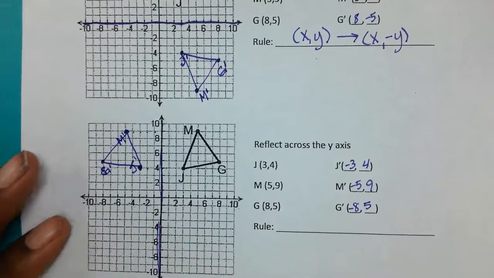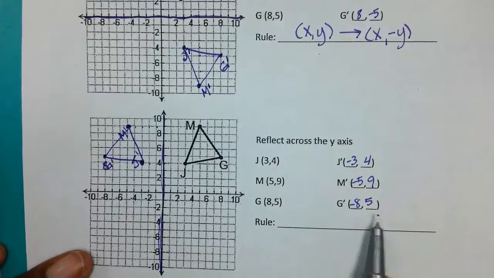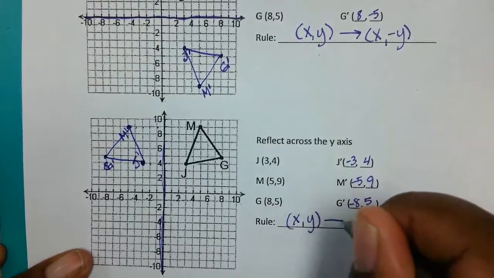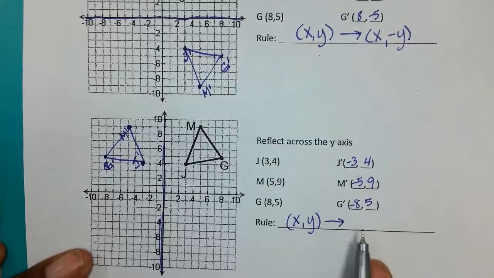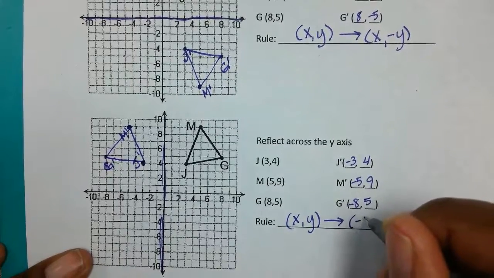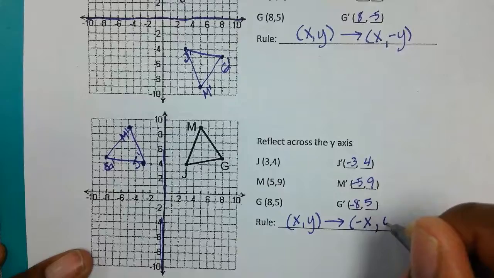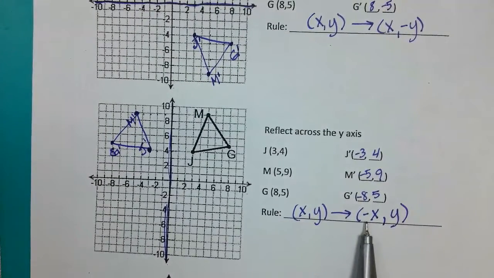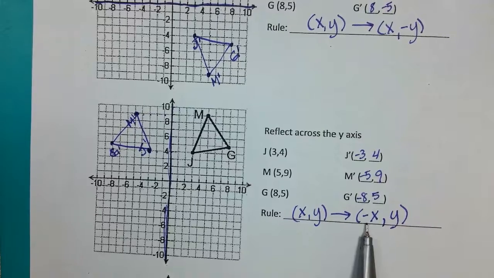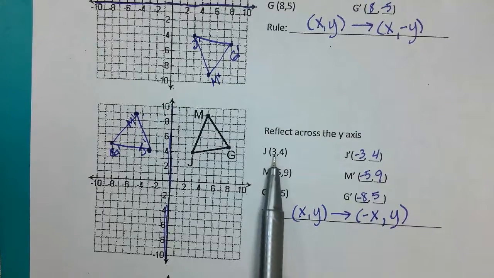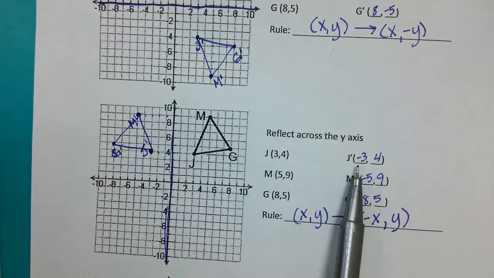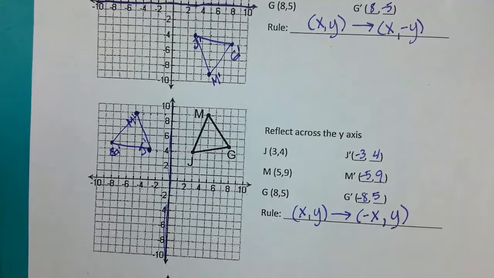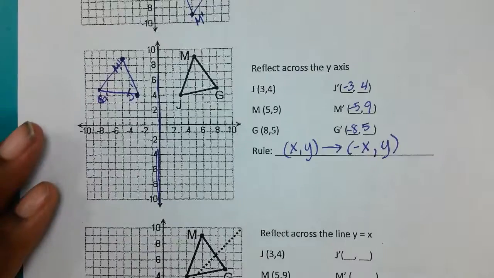Now again, what do I notice? The x and y are still in the same spot, but now my x has changed sign. So that's -x, comma, y. Again, it's not saying that x is always going to be negative. It's saying you have to change its sign. If it's positive, it becomes negative. If it started off as a negative, it becomes a positive. The y value stays the same.